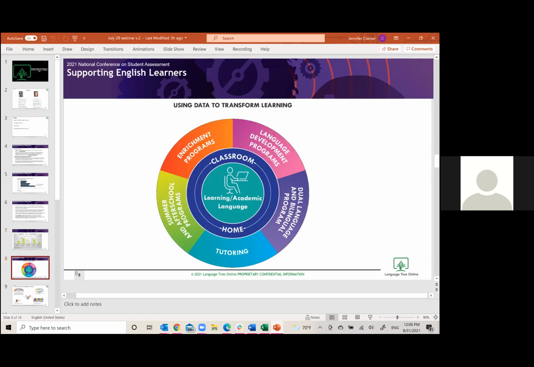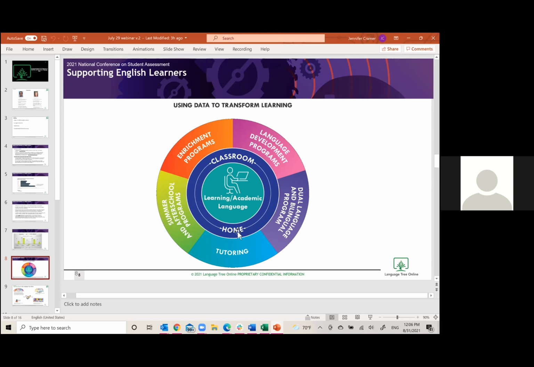So what do we do now? That's what happened, what transpired. And I really like this slide that they had at the conference, because they talked about how we can use this data to transform learning. They talked a lot about looking for language development programs, specifically standards-based language development programs, and programs that can be used not only in the classroom, but at home for remote learning as well.